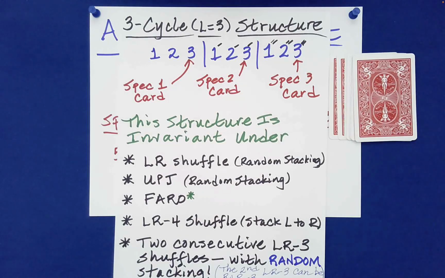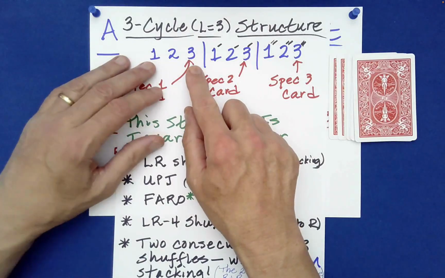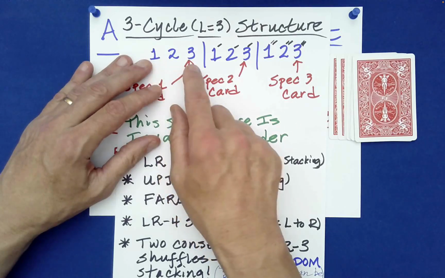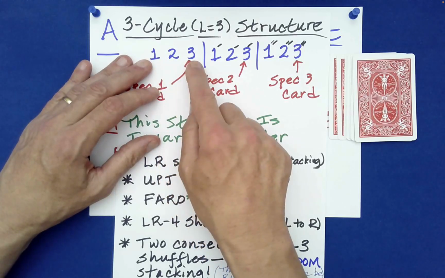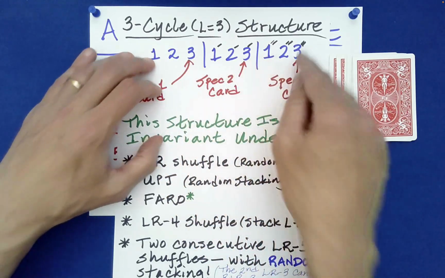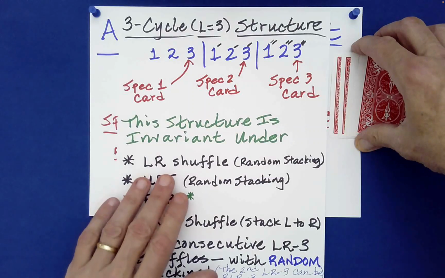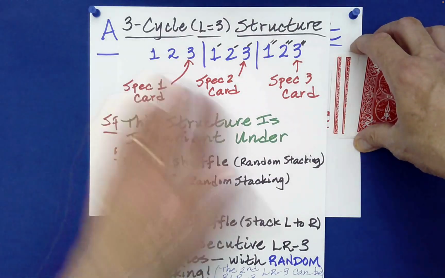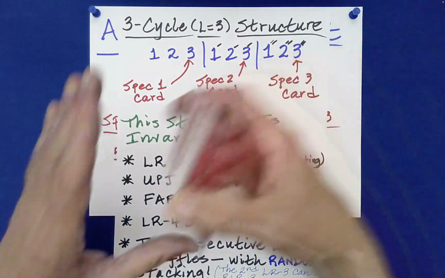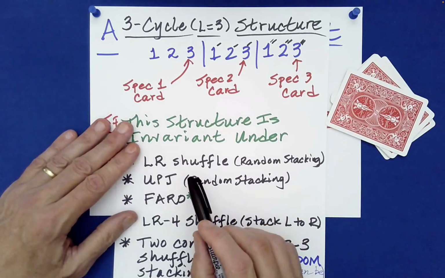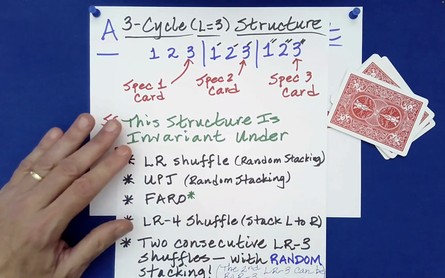But the thing that is preserved is the fact that there is a repeating pattern of the card values 1, 2, and 3. There's going to be some kind of pattern. Maybe it's 3, 2, 1, 3, 2, 1, 3, and that will repeat 3 times consistently, okay? So that's what we mean by these shuffles preserving this 3 cycle, of cycle length 3, okay? So the point I was making here is you can perform as many LR shuffles with random stacking.